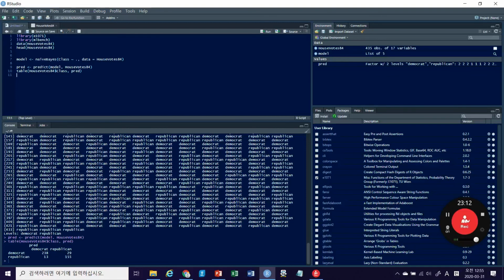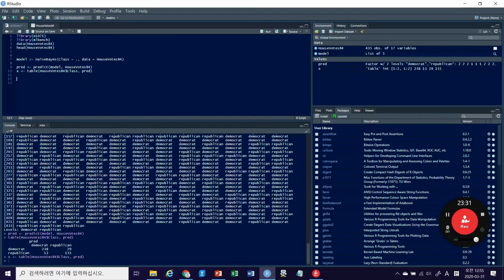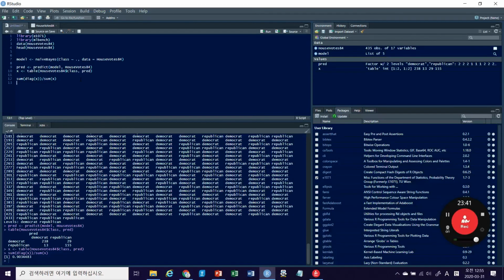Then we can see that this many observations are misclassified, and this many are correctly classified. So let us compute the accuracy. The accuracy is saved into x, and then sum of diag x over sum of x. Then the accuracy is 90% for the training set. So this one is the training accuracy.